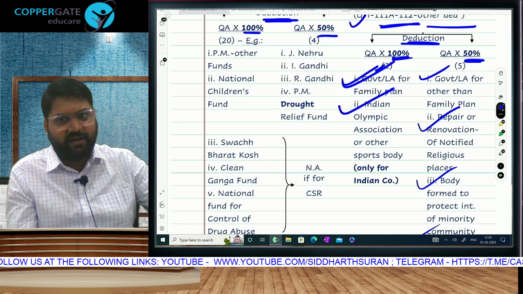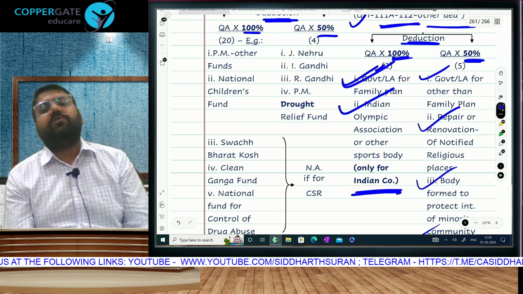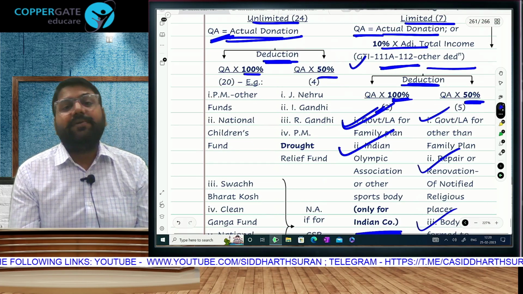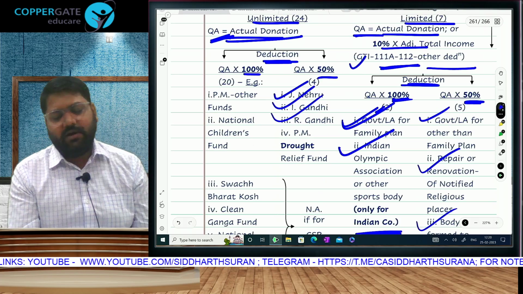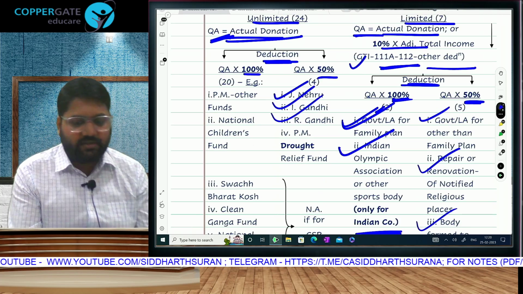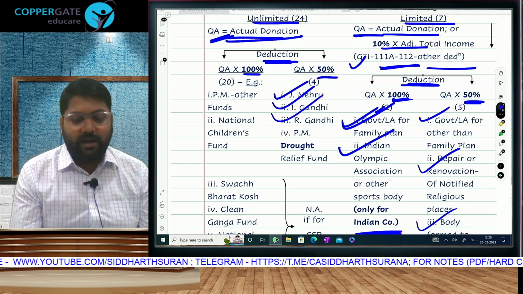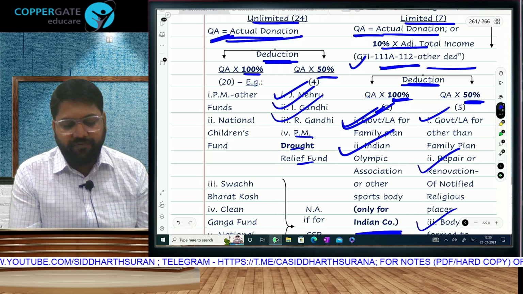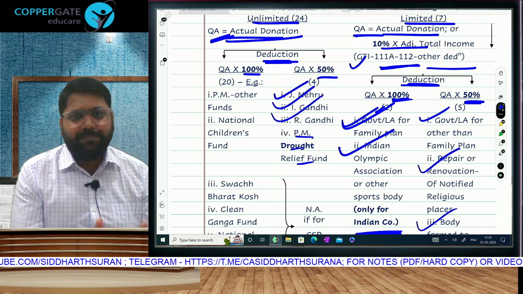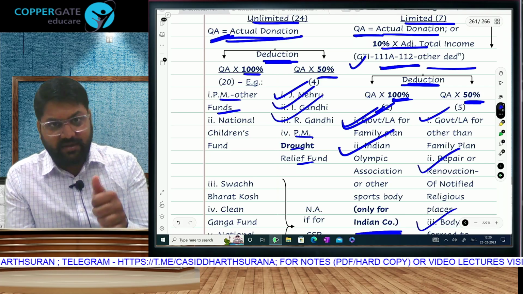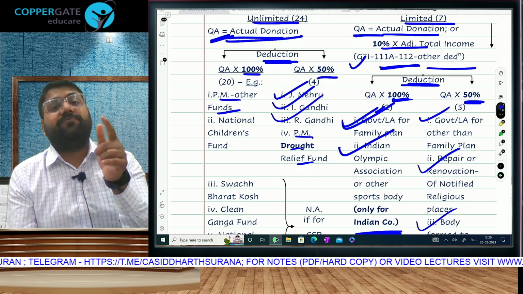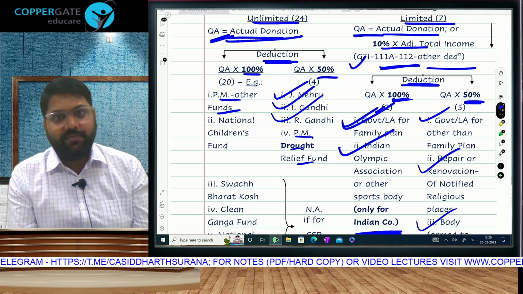Limited 100 mein already government and local authority for family planning is covered, and donation given to Indian Olympic Association or any other notified sports body will be covered, but this deduction is only for Indian company. Unlimited category mein bhi we have 50. The donation given to Jawaharlal Nehru, Indira Gandhi, Rajiv Gandhi Foundation Memorial, we get 50%, and Prime Minister Drought Relief Fund also 50%. In 100%, you don't need to learn the list, but as a clarification, the other funds in the name of Prime Minister, like Prime Minister National Relief Fund, Earthquake Relief Fund, they all come in 100%.